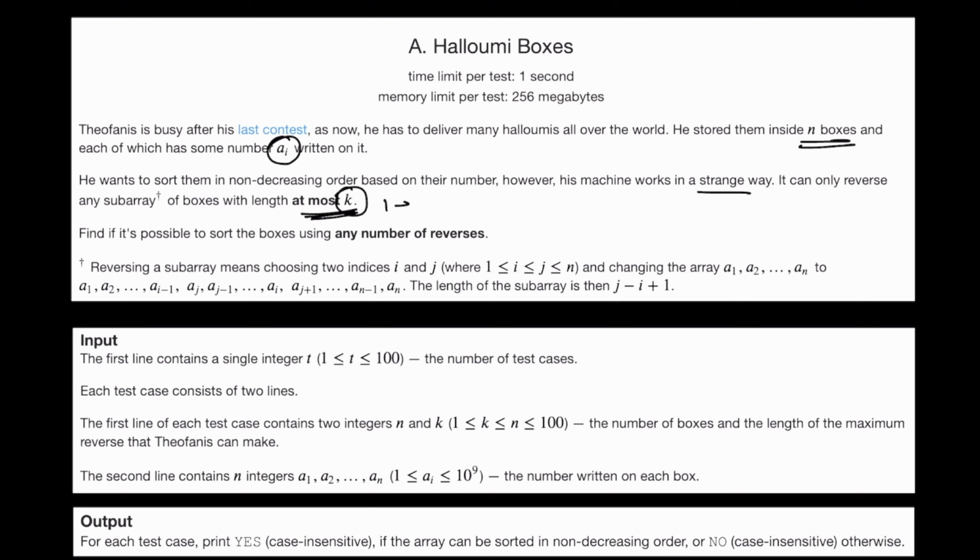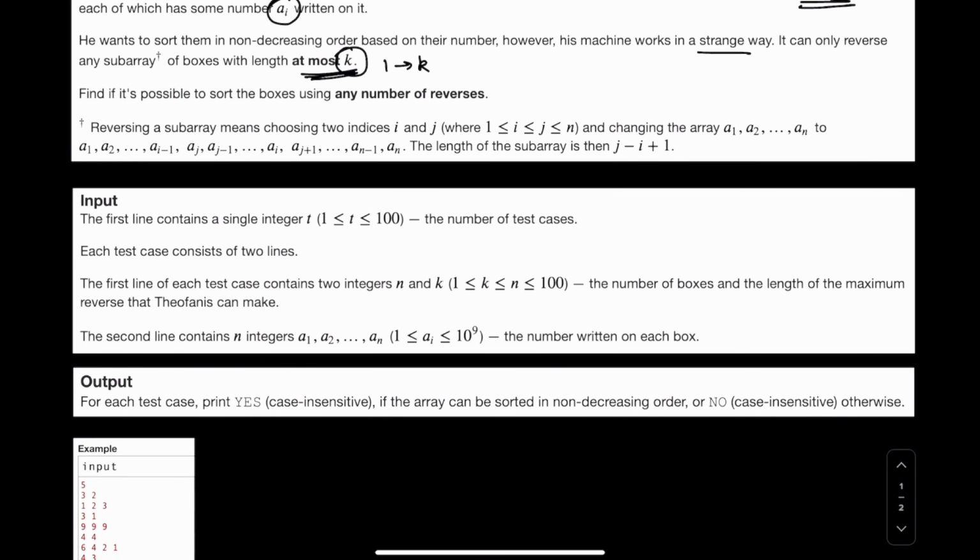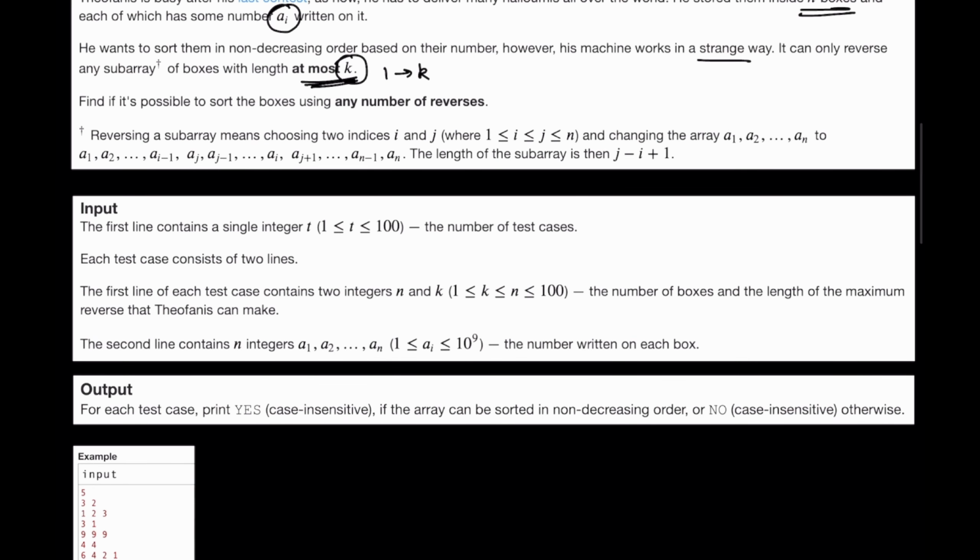That means 1 to k. The size of the subarray can be from 1 to k. Find if it's possible to sort the boxes using any number of reverses. Below is the definition for a subarray and how we can reverse it. Just like you have 1, 2, 3. Suppose we want to reverse it, so it will be 3, 2, 1.